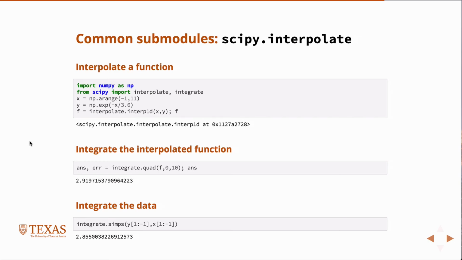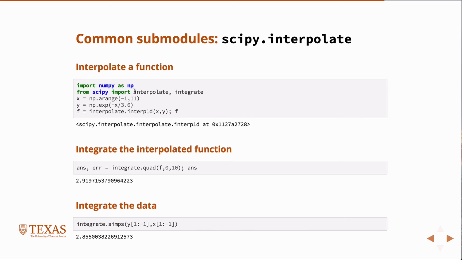So here's an example of using SciPy Interpolate. In this case, we have a set of values, x and y. X is going to go from -1 to 11 in steps of 1, and then y is going to be evaluated at those locations. It's just an exponential function of minus those values divided by 3. And of course, these are NumPy operations. We know how those work.